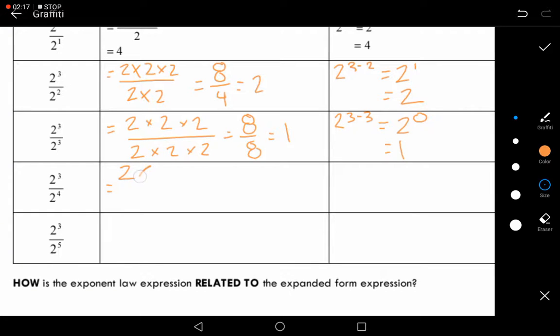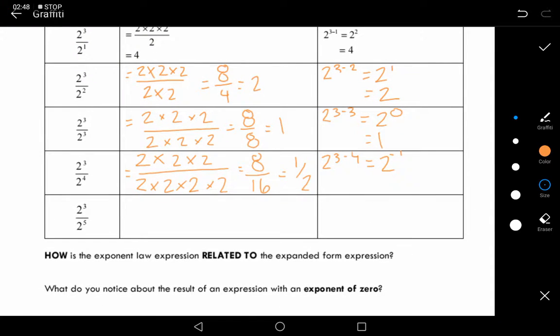So the next one, 2 times 2 times 2, divided by 2 times 2 times 2 times 2. So here, I have 8 over 16, which is the same as a half. Okay, if I do my exponent laws, I have 3 minus 4, so I have 2 to the power of negative 1, which we will learn is the same. Actually, we'll just wait. We'll leave it and we'll come back to it after we learn the law.